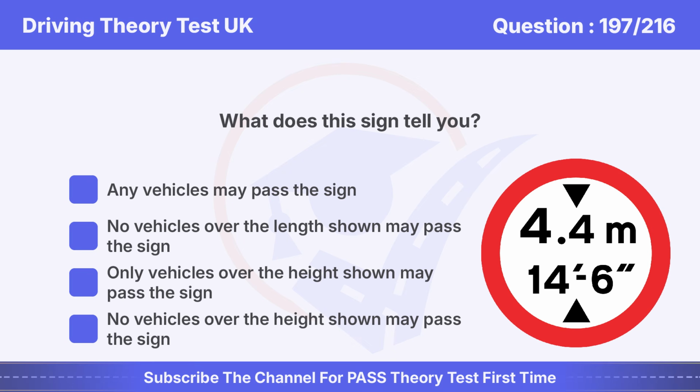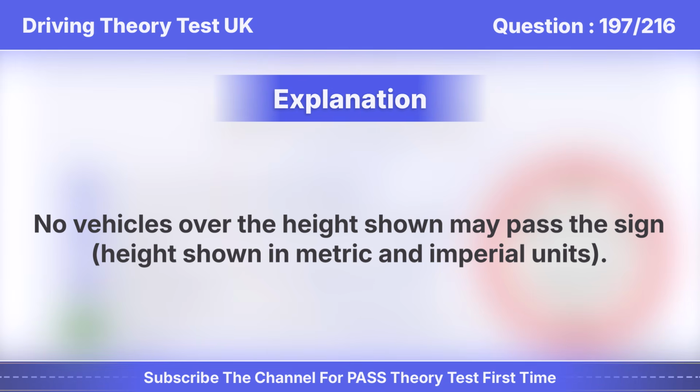Question 197. What does this sign tell you? Answer is D. No vehicles over the height shown may pass the sign. No vehicles over the height shown may pass the sign, height shown in metric and imperial units.